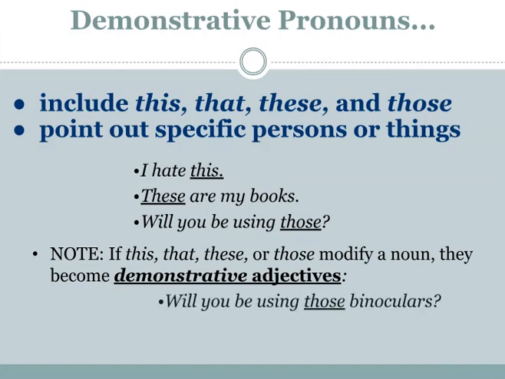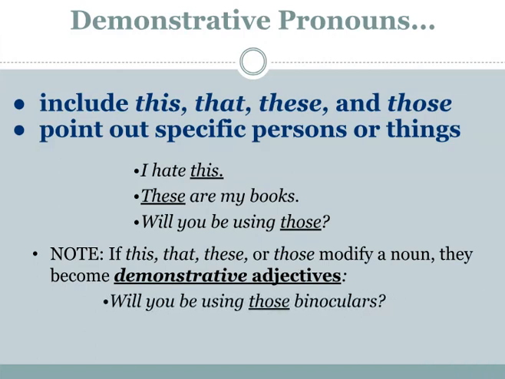If instead of saying, will you be using those, and pointing to some binoculars, I said, will you be using those binoculars, those is specifying which binoculars I'm referring to. If I just said, will you be using binoculars, I might just mean, are you going to use any kind of binoculars when you go out bird watching? But if I point to the ones that are lying on the table, I'm specifying those binoculars. So it goes from being a pronoun to being an adjective describing a particular one.